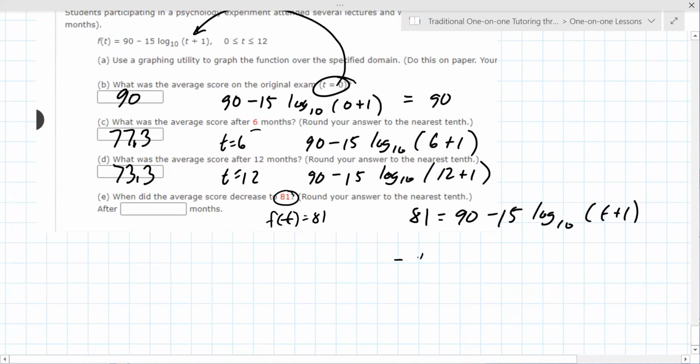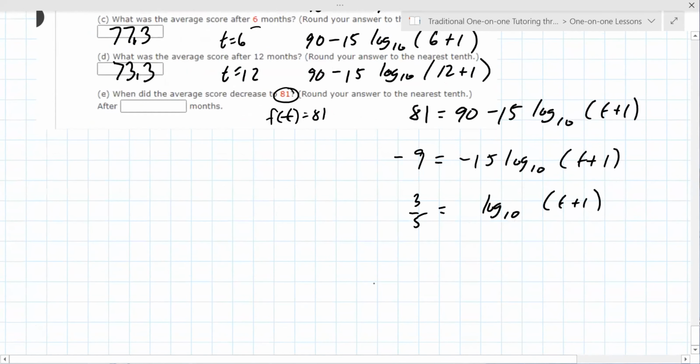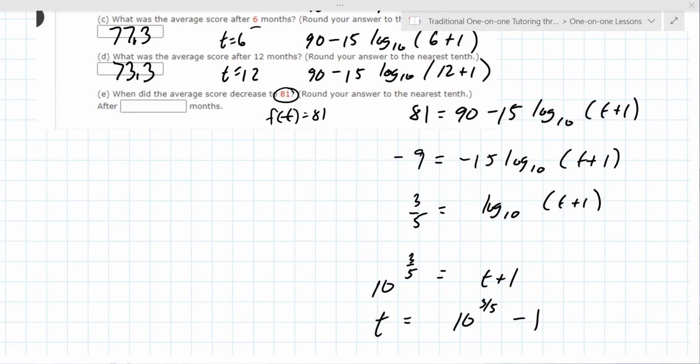If you subtract 90 from both sides, you get minus 9 equals minus 15 log base 10 of (t plus 1). Divide by minus 15. That gives you 3/5 equals log base 10 of (t plus 1). You undo log with 10: 10 to the 3/5 equals t plus 1. So t is 10 to the 3/5 power, or 0.6, minus 1. That's 2.9, oh, it's 3.0.